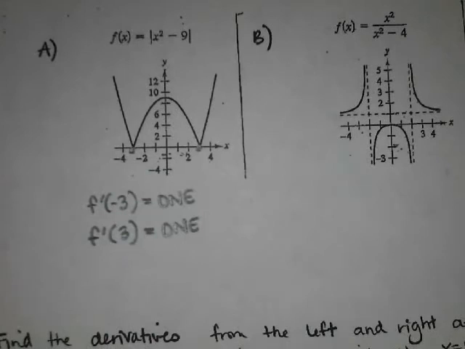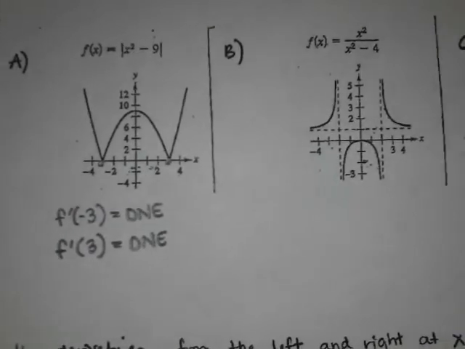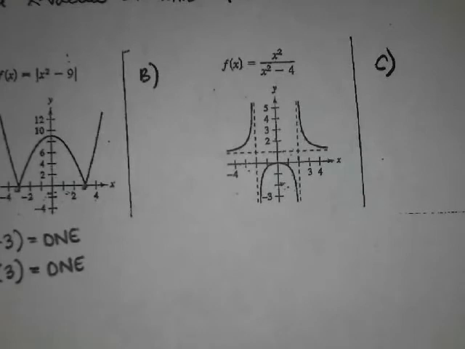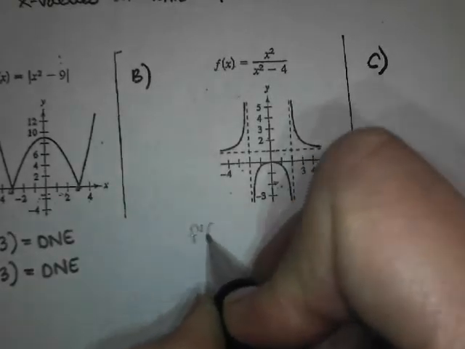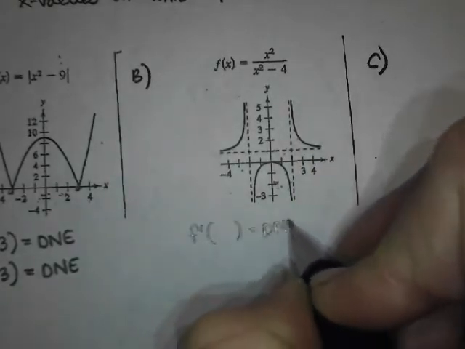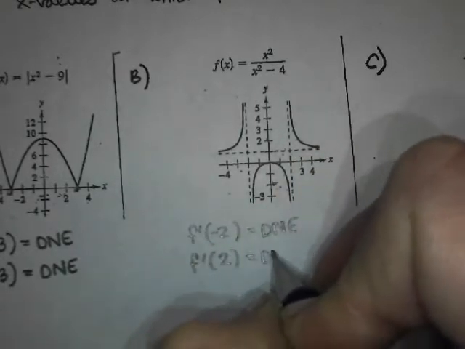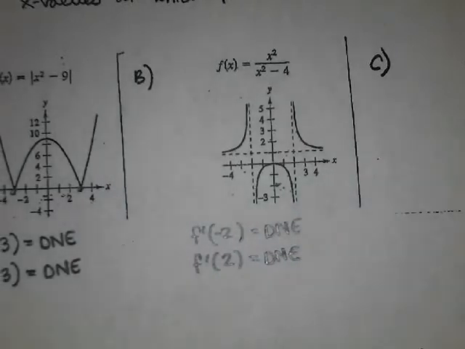And on B, Aaron, where is this not differentiable? -2 and 2. Very good. And why is it not differentiable? Right. Because there are asymptotes there, and the graph doesn't even exist at those numbers.